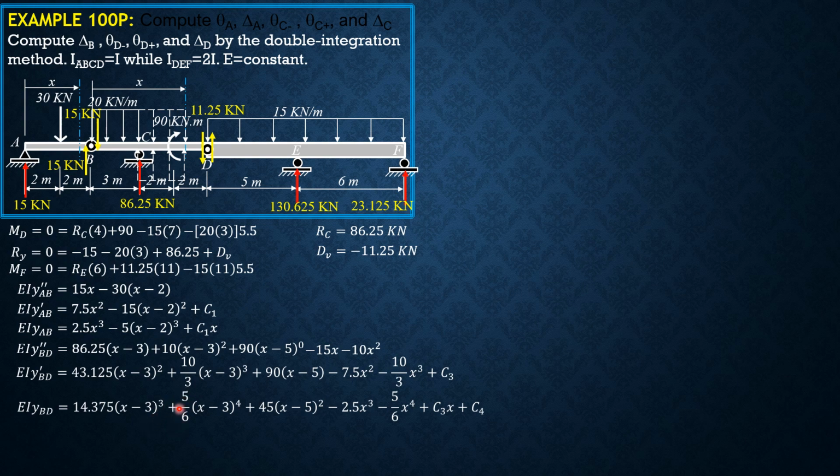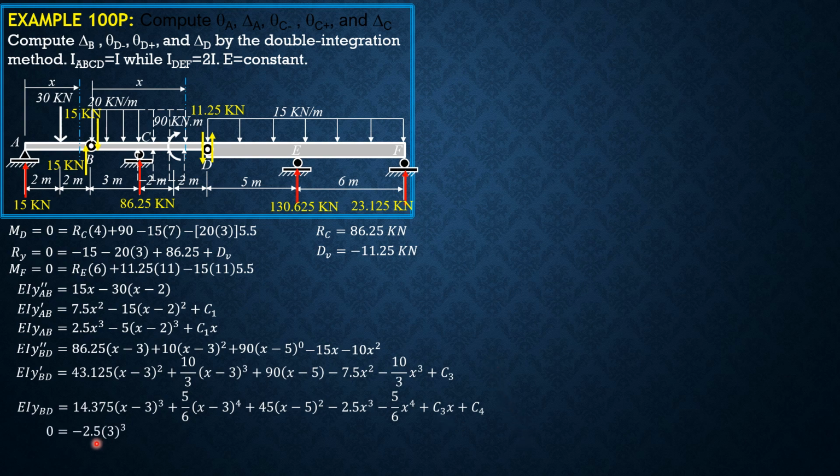4, so 10 over 12, or 5 over 6 x minus 3 to the 4th, plus 90 over 2, so 45 quantity x minus 5 squared, 7.5 over 3, so minus 2.5 x cubed, 10 over 3 times 4, 10 over 12, so minus 5 over 6 x to the 4th plus C sub 3 x plus C sub 4. Remember, C sub 3 is the slope just to the right of B, and C sub 4 is the deflection at B. Although slope at B is not required, but just anticipate the interpretation of these constants.